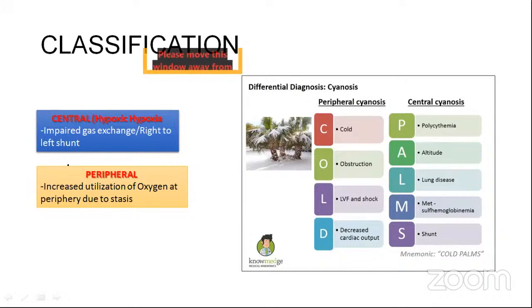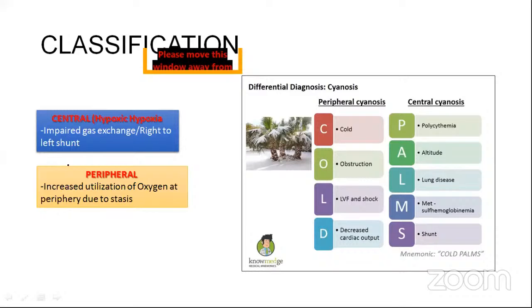What do I mean by it? Central means central to the body, wherein there is impaired gas exchange at the level of the lung, or there is a cardiac shunt or right-to-left shunt. The pathophysiologic mechanism is a hypoxic hypoxia that develops in central cyanosis. In peripheral cyanosis, it is because there is a very slow flow in the vessels. That can lead to peripheral cyanosis, wherein the tips of the fingers and the extremities change color.